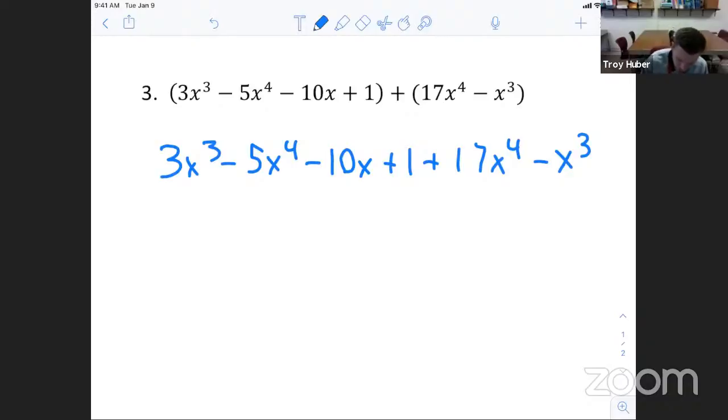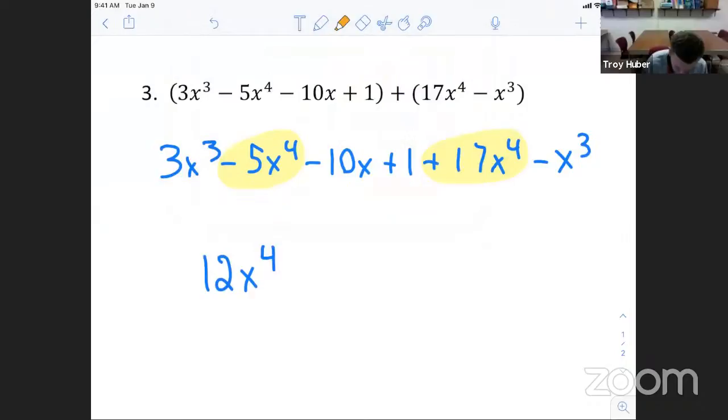All right, so let's go ahead and combine any like terms. I'm going to start with x to the 4th power. Ooh, I see this positive 17x to the 4th power over here too. So now I have 17 minus 5 would be 12x to the 4th power.